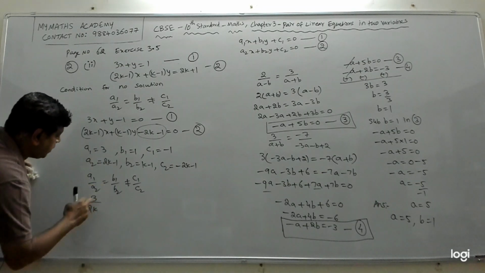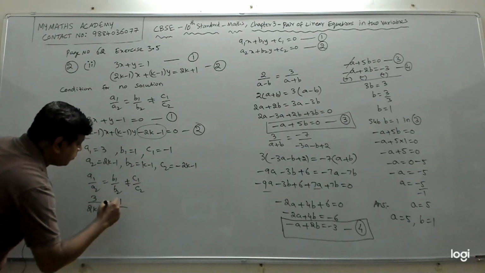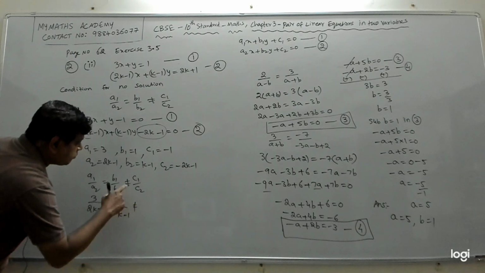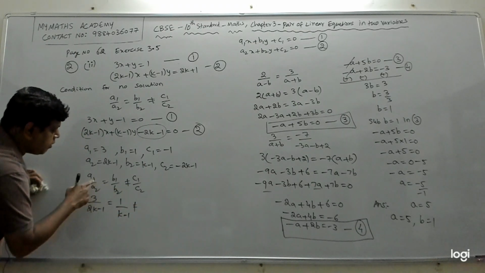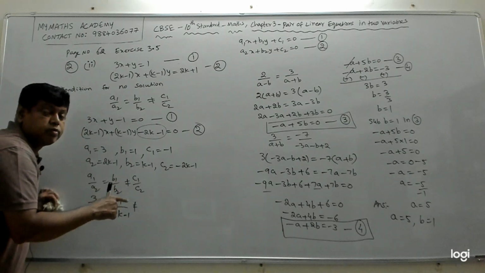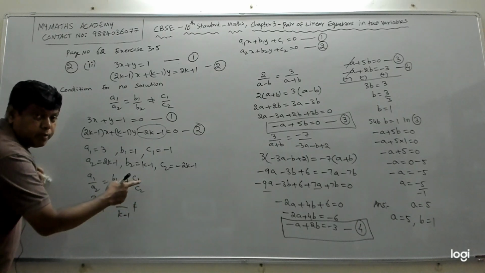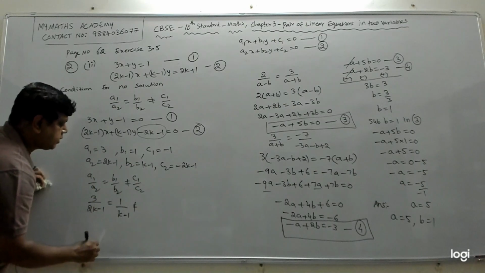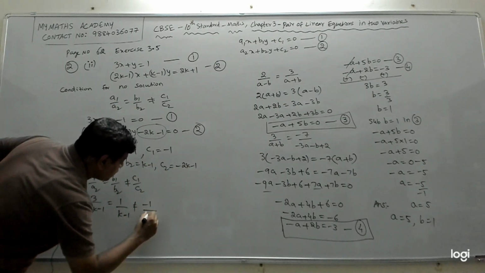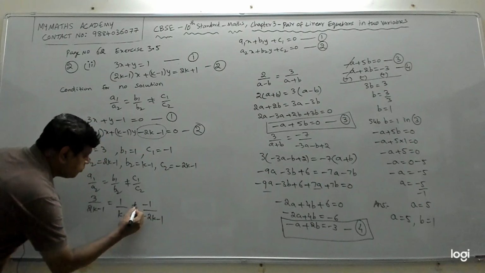So 3 by 2k minus 1 equal to b1 by b2, which is 1 by k minus 1, not equal to. You have to be careful here. a1 by a2 equal to b1 by b2, not equal to c1 by c2, because the condition is for no solution. You can refer to this in table 3.4 on page number 46 in your textbook. So c1 is minus 1, c2 is minus 2k minus 1. This is not equal to.